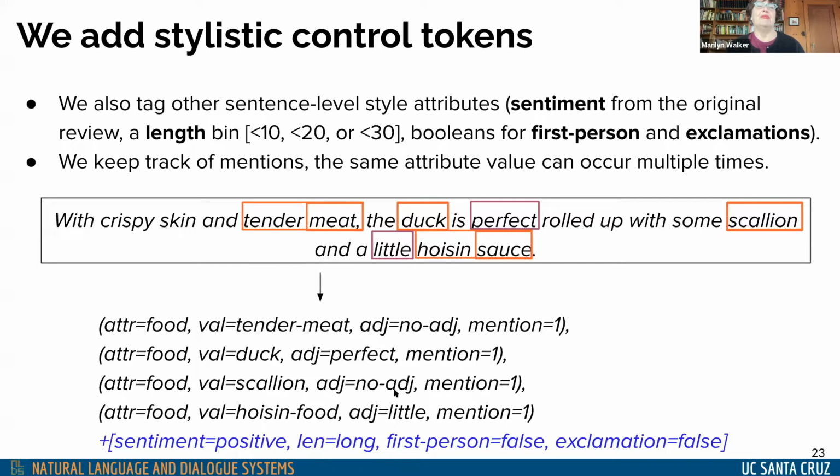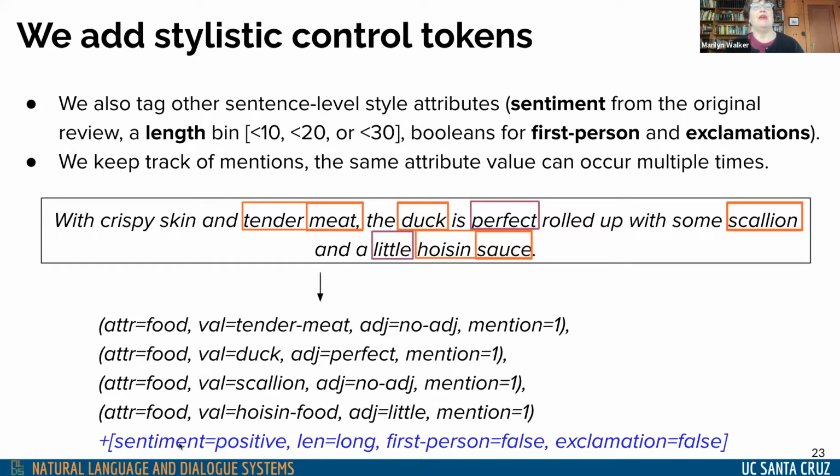So what we produce for a sentence like this is that there's an attribute of the food type, and its value is tender meat. There was no adjective applied to tender meat, and this is the first mention of that particular kind of attribute. Then we have the duck, and we have an adjective, perfect. And this is also the first mention of duck. We have an attribute for scallion, and it didn't have any adjective at all, and it's also the first mention. And we have an attribute for food whose value is, that's a typo, hoisin sauce, with the adjective little, and again, the first mention.